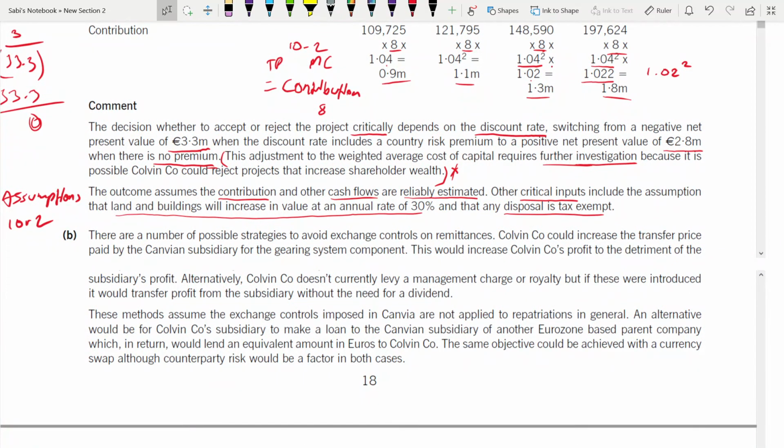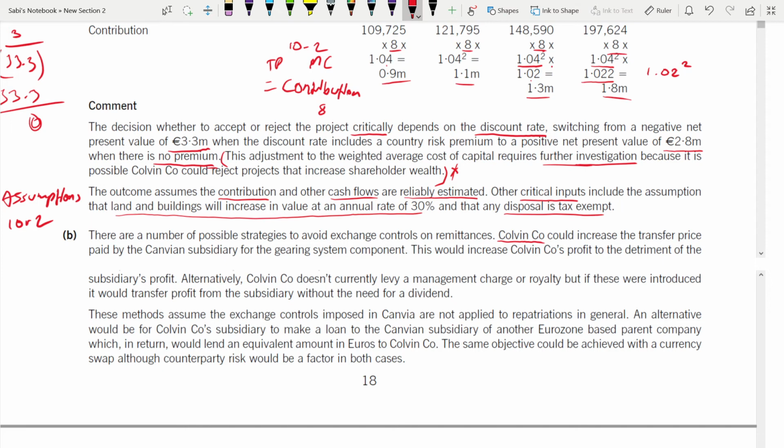So there are a number of possible strategies to avoid exchange controls on remittances. Colvin could please refer to the company. You might have to write it 5-6 times in an answer, but it's worth it. Write the name of the company, because you shouldn't keep your answer general. I know it's general textbook also, but refer to the company.